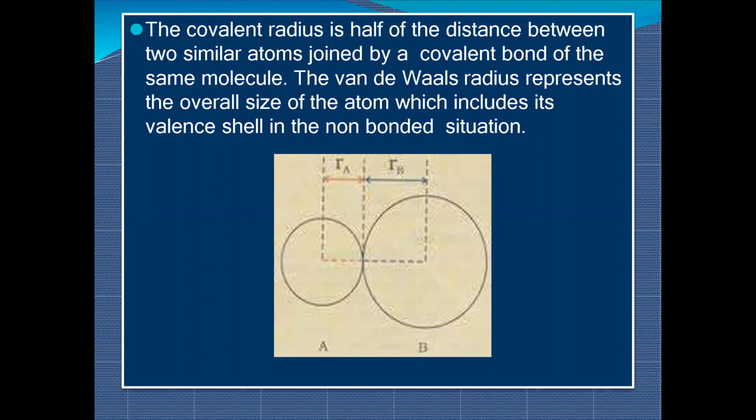All right, so half of that will be considered as covalent radius. Why is this known as covalent radius? Because they are sharing their electrons and forming a covalent bond. So the bond which is found at that point of time is a covalent bond. So that is why that is known as the covalent radii.